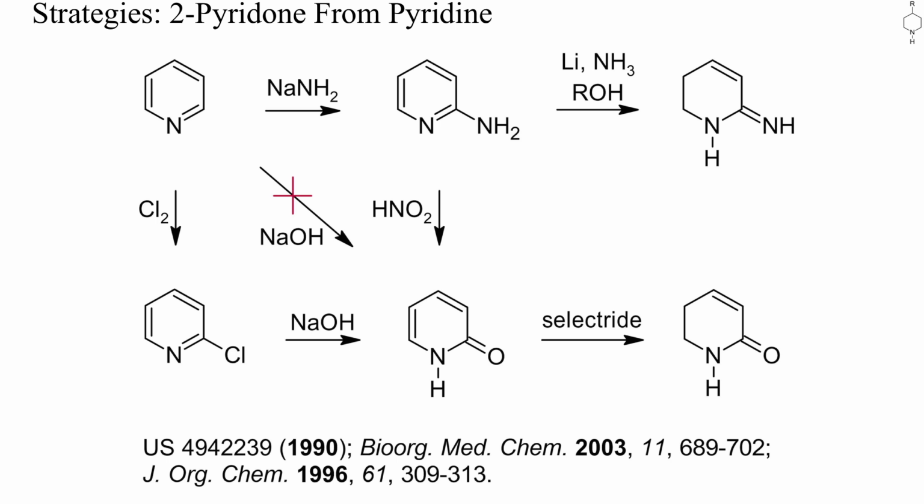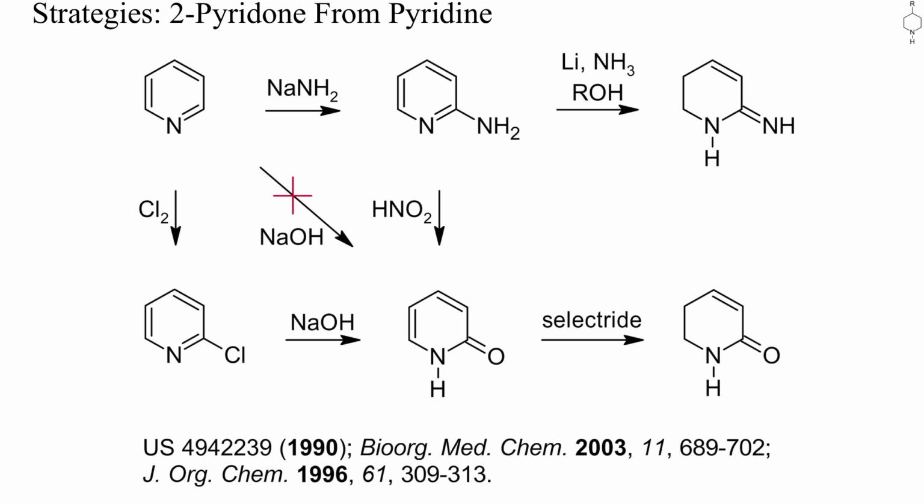2-pyridone can be prepared from pyridine. Oxidative amination, the so-called Chichibabin reaction, and oxidative chlorination of pyridine occur at position 2. The direct oxidative hydroxylation of pyridine with hydroxide does not work well, however. But pyridinium salts can be oxidized to pyridones, and there's an example in the first video of this playlist. Unsubstituted 2-pyridone can be obtained either from 2-chloro or 2-aminopyridine, and can be partially reduced with a selectride.